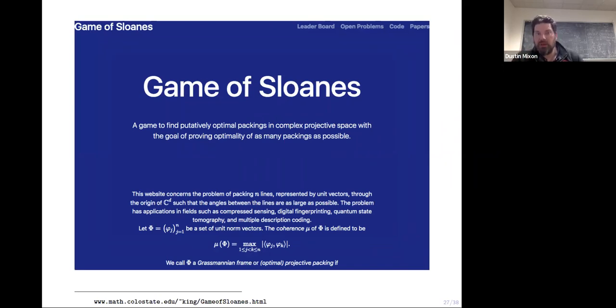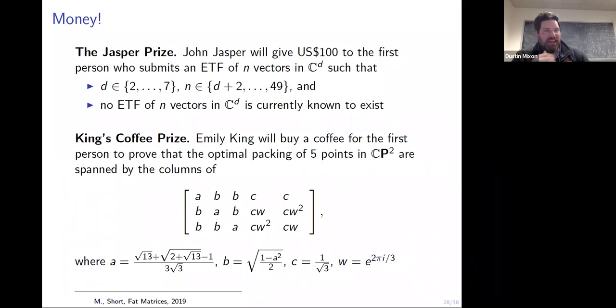And if your student or if you come up with a packing that beats what we currently have in the leaderboard, you can email it to us and we'll add your initials to the leaderboard. So you get some street cred that way. There's also money. My colleague John Jasper will give you $100 if you find a new complex ETF in dimension at most 7 that we don't currently know to exist. And Emily King will give you a cup of coffee. In fact, she'll give you really fancy coffee if you prove that the columns of this matrix form the optimal packing of 5 points in CP2.